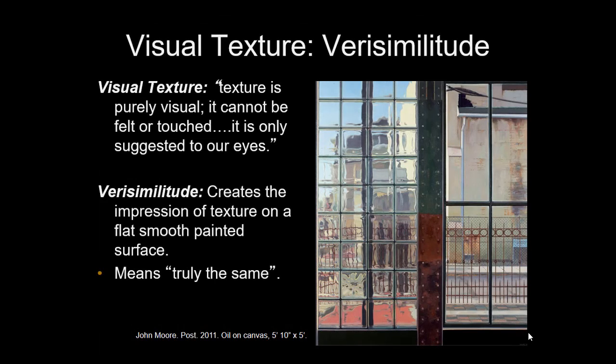Here's an example of verisimilitude. It is a visual texture that is purely visual. It cannot be felt or touched. It is only suggested to our eyes. And what we are seeing is that it is giving off the quality that that surface has some interesting texture, when in reality the artist painted it so that it looks like it has a type of visual texture.